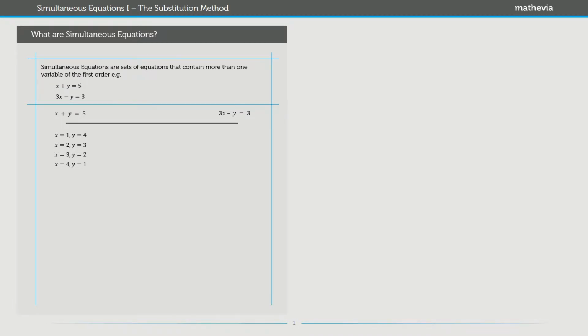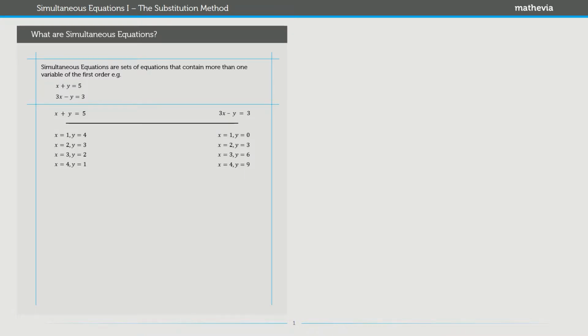But when you bring in the second equation, it constrains things and makes things a bit more defined. Now let's work with the second equation: 3x minus y equals 3. When x is 1, y is 0. When x is 2, y is 3. When x is 3, y is 6, because 3 times 3 is 9, and 9 minus 6 gives you 3. And when x is 4, y is 9. And just like we had for the first equation, this could go on forever.